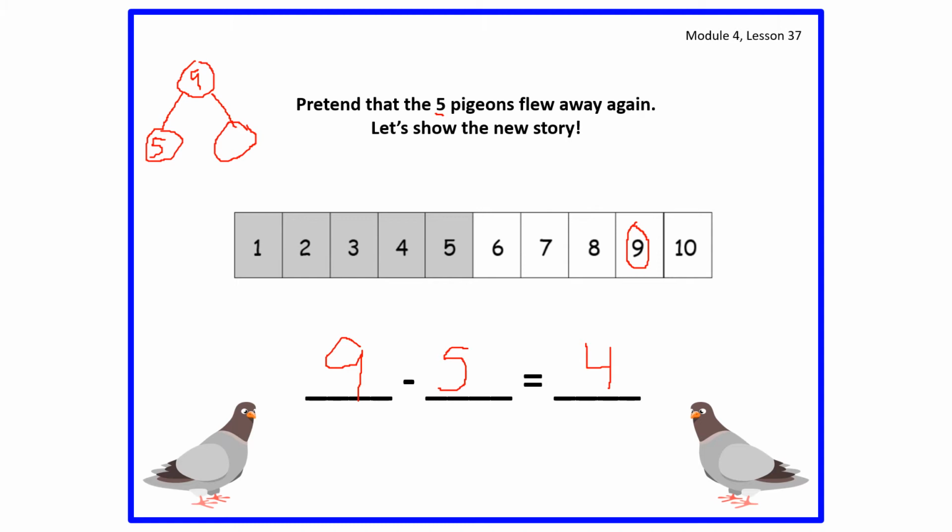4. Now, why is 4 the other part? Or what does 4 represent in this number sentence? Yes, 4 does represent how many pigeons were left. We had 9 pigeons total, 5 flew away, and we had 4 left. Good job.